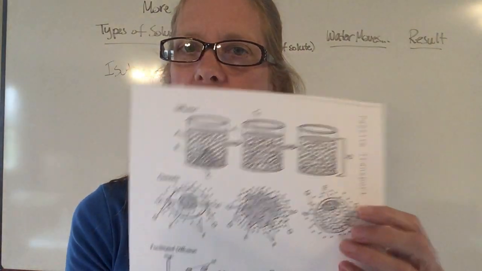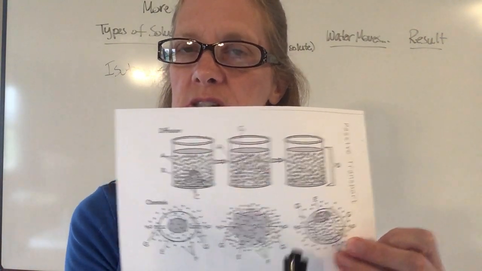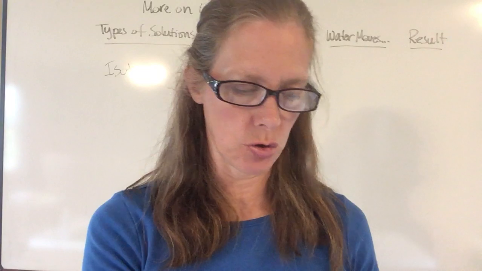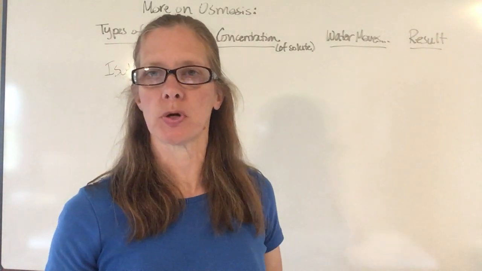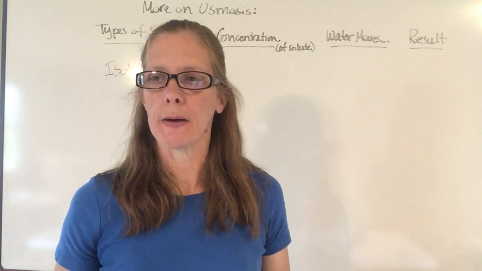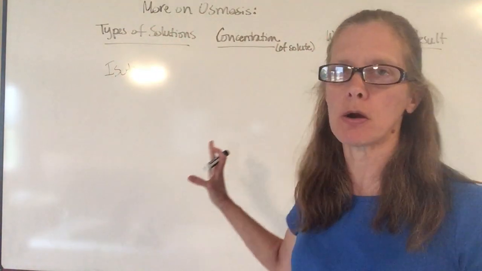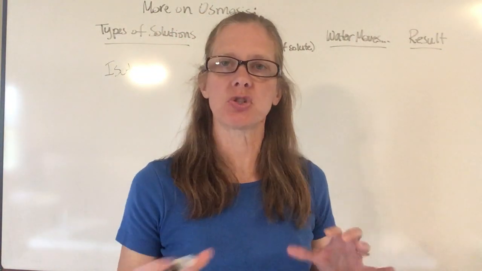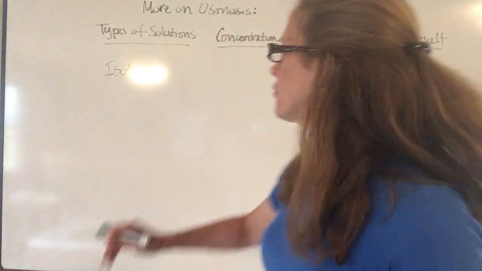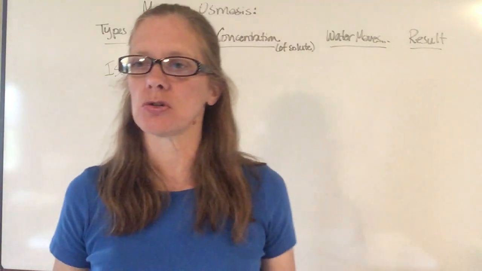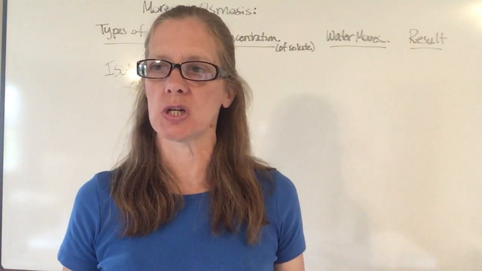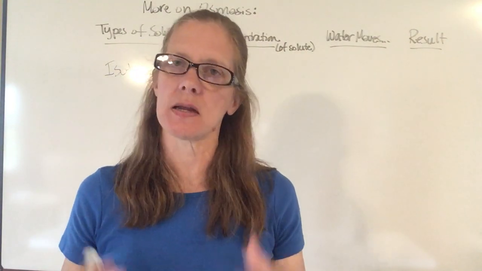What I really want to focus on are the three diagrams here in the center of the page, because they are relating to osmosis and the three different types of solutions that you can put a cell into. I'm actually going to go ahead and put a chart on the board to help you differentiate between these three different types of solutions. So the first one is isotonic. And an isotonic solution means that the concentration is the same both inside and outside of the cell.